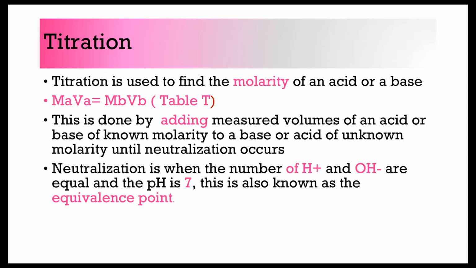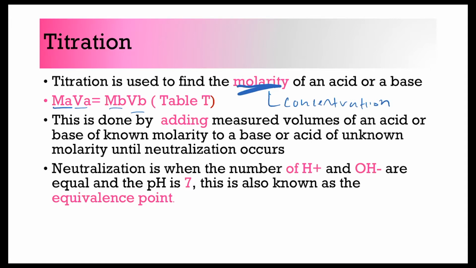Okay, so titration is used to find the molarity, again, the concentration of an acid or a base. And the titration equation is on Table T, so that's the last page in your reference table. MaVa equals MbVb. So M is molarity, V is volume. A represents your acid, and B represents your base.